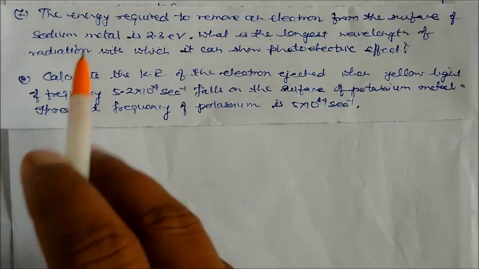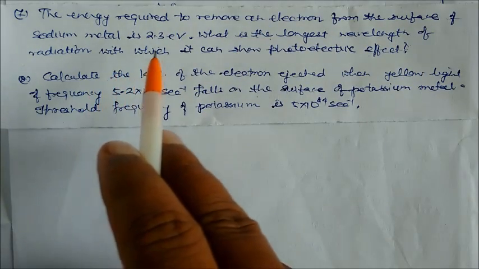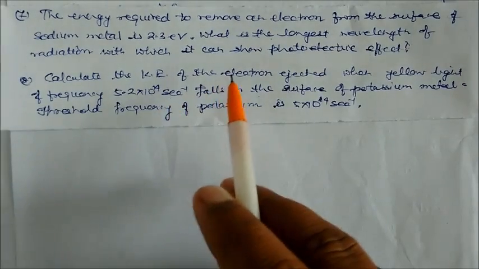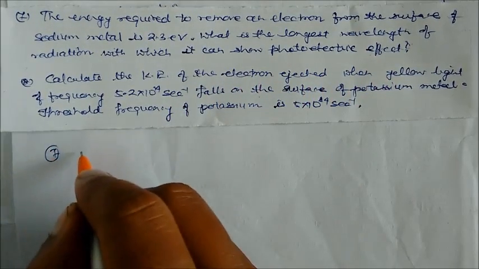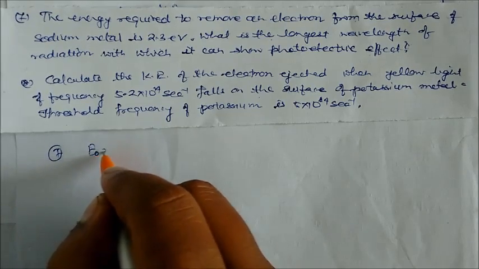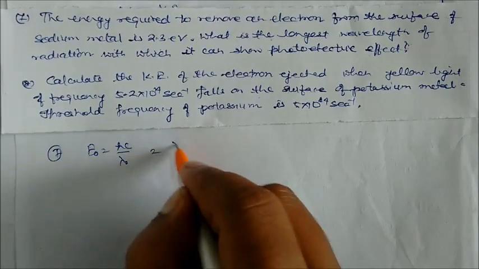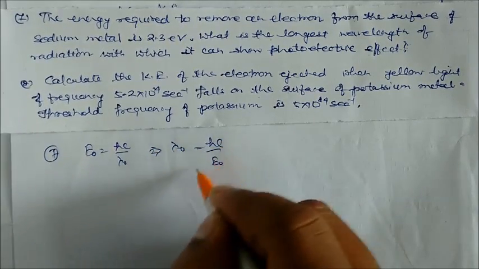The energy required to remove an electron from the surface of the sodium metal is 2.3 electron volt. What is the longest wavelength of radiation with which it can show photoelectric effect? So again, 7 number question. So you write here E naught equal to hc upon lambda naught. We have to find the wavelength. So lambda naught is equal to hc by here your threshold energy.